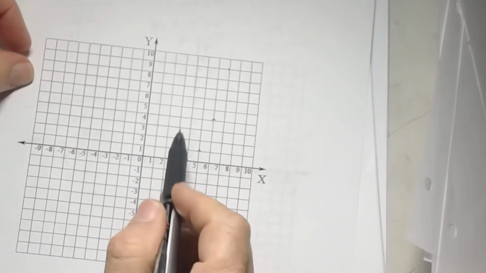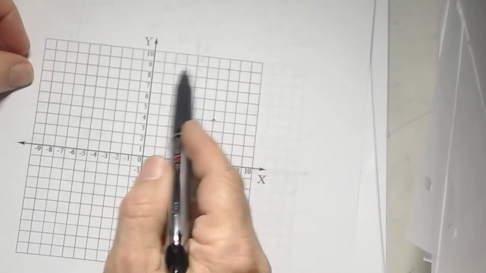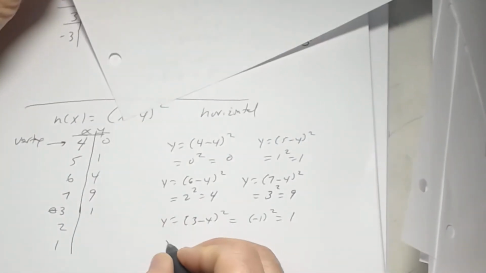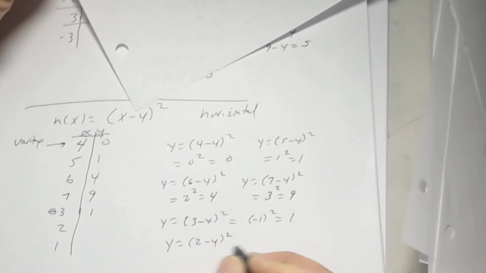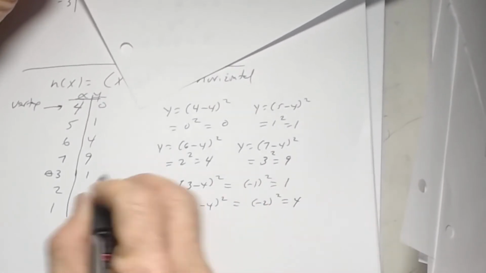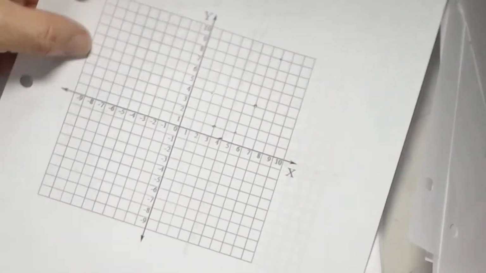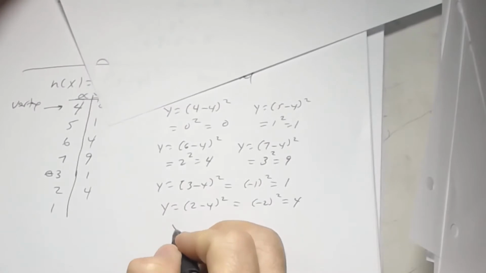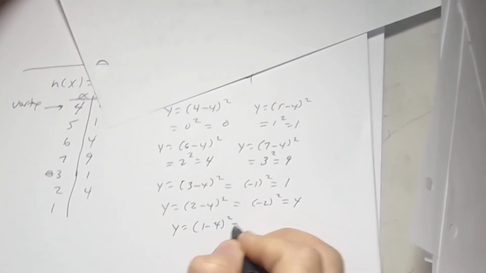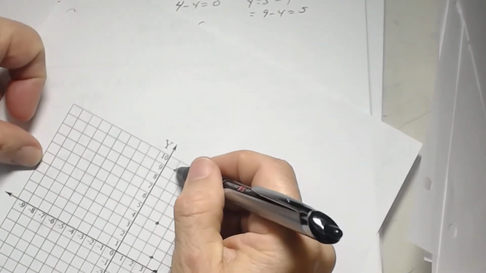All right, when x is 2, let's find the y value. I bet you can tell me what the y value is without even doing it. What do you think it is? Yeah, same as this one. And when x is 1, what do you think the y value is? 9. Very good. So when x is 2, I get y equals (2 minus 4) squared. What's 2 minus 4? And what's negative 2 squared? 4, which is what you said. So I plot (2, 4) here. And then finally, when x is 1, I get y equals (1 minus 4) squared, which is negative 3 squared, which is what? 9. So I plot the point (1, 9).